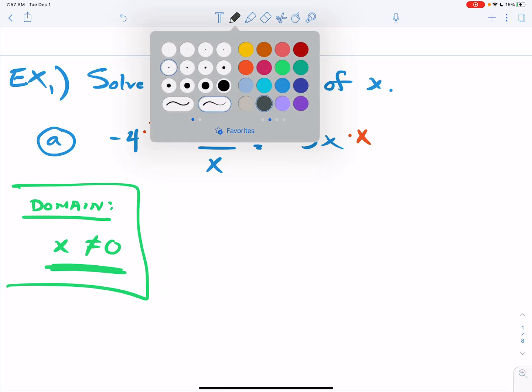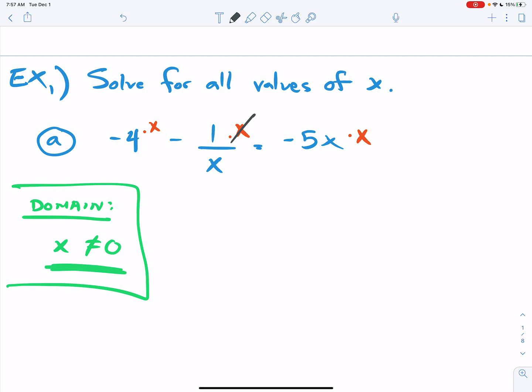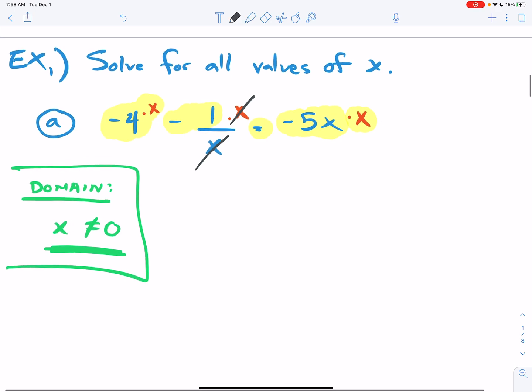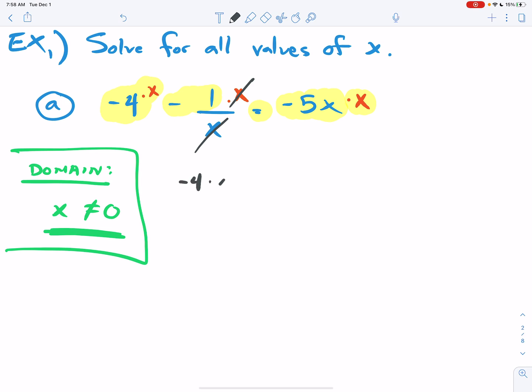Now, when you have a factor at the top and at the bottom, it could actually reduce out. So notice how I got rid of all of my denominators here, even though there's only just one. So I'll highlight it to show you what's left. And if it helps you, go ahead and do the same thing, okay? So we have a -4 times x minus 1 equals a -5x times x. Everything else was canceled out, okay? So I'm going to write that out so that it's a little bit more straightforward. We have -4 times x minus 1 equals -5x times x, okay?